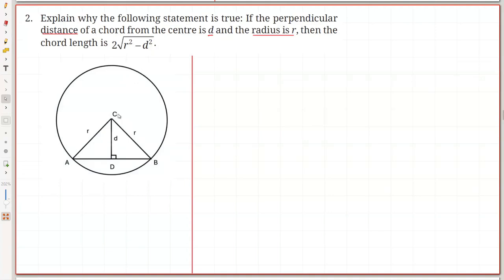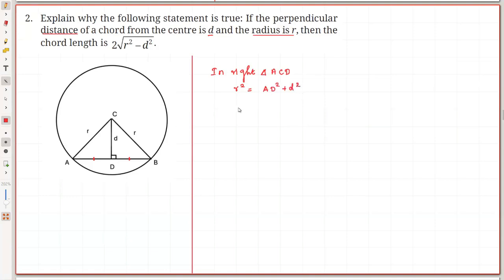The perpendicular drawn from the center of the circle to the chord bisects the chord. Bisect the chord means we know that this is equal to this. For finding AB, first you have to find AD, then 2 times AD gives AB. As it's a right angle triangle, in right triangle ACD, R square, the hypotenuse square, is equal to the sum of the other two sides' squares: AD square plus D square.